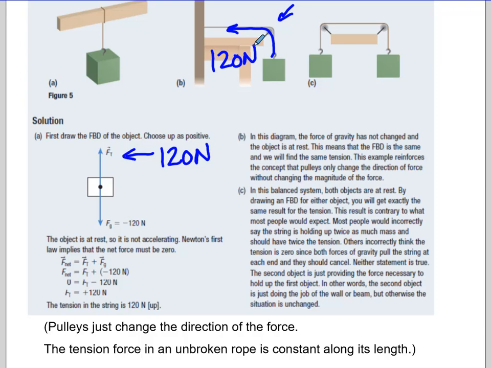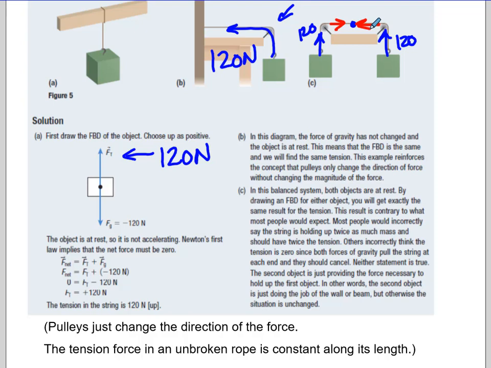Okay, now the third one, C, is the one that most people get wrong because they say, well, this is 120, this is 120, therefore if you went right here it should be 240. And you would be absolutely incorrect. Okay, and it's just natural to think 120 plus 120 is 240, but that's not the case. At that location right there at the very top, you have a 120 and a 120 in equal magnitude, opposite direction. They balance each other out, and that's why the system doesn't move.